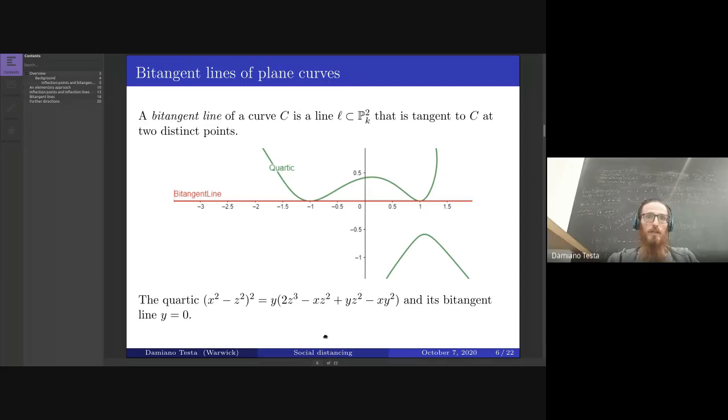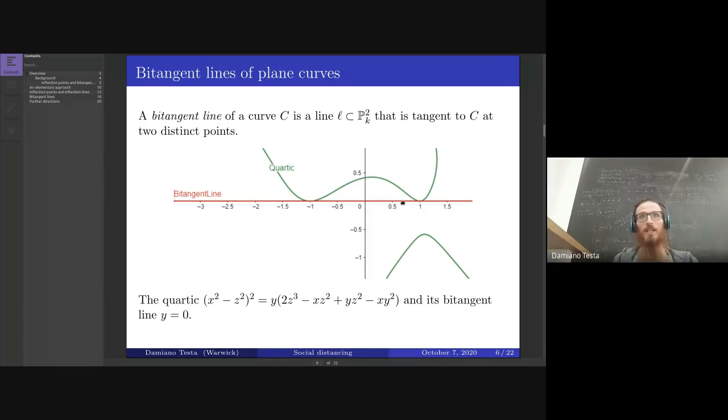So similarly, besides inflection lines, plane curves have other very special lines that people have studied for a long time, and those are bitangent lines. So here you can see an example of a plane quartic. For plane cubics, there aren't really interesting bitangent lines.